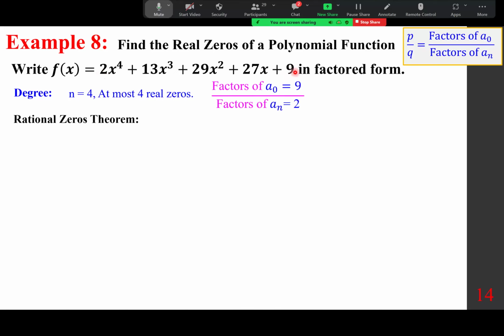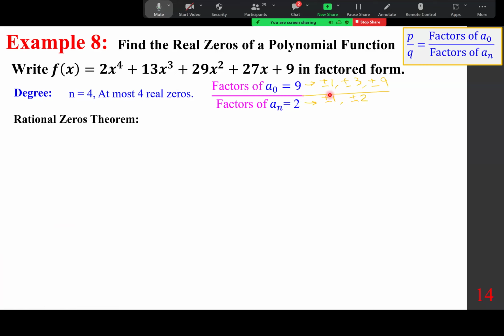The constant is 9. The leading coefficient is 2. And as you can see, this one is just plus minus 1, plus minus 2. This one is plus minus 1. Let's just write the possibilities for the top. This would be plus minus 1, plus minus 3, plus minus 9, and no more. This would be plus minus 1, plus minus 2 only.